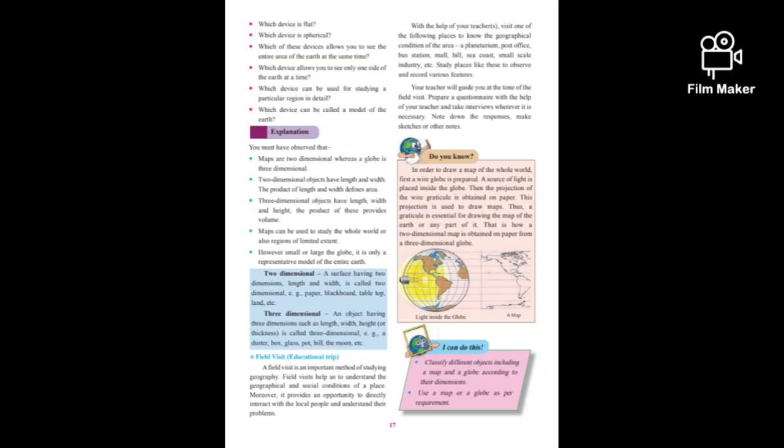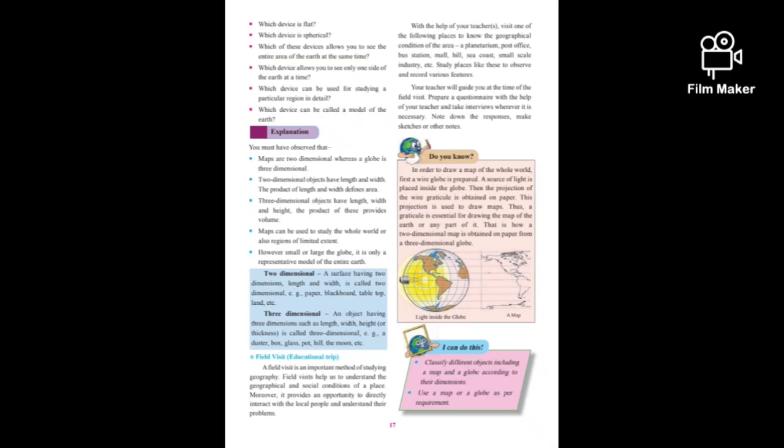Which device allows you to see only one side of the earth at a time? It's a globe. Then next, which device can be used for studying a particular region in detail? A map. Just now I told you, particular region. For instance, a map of Maharashtra.